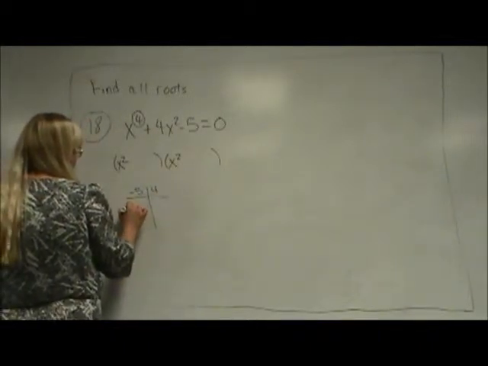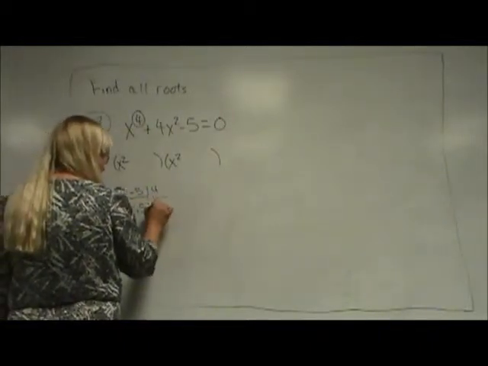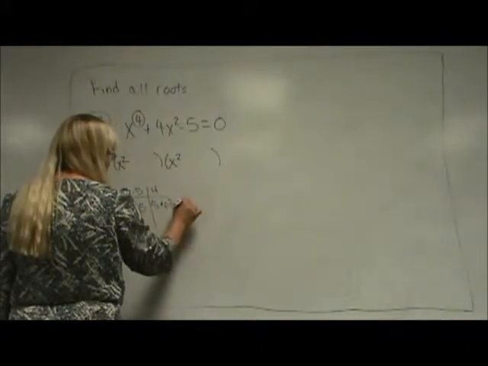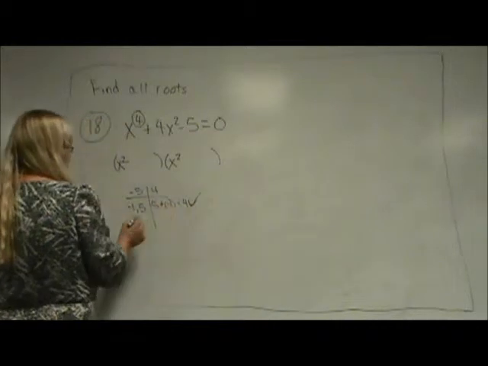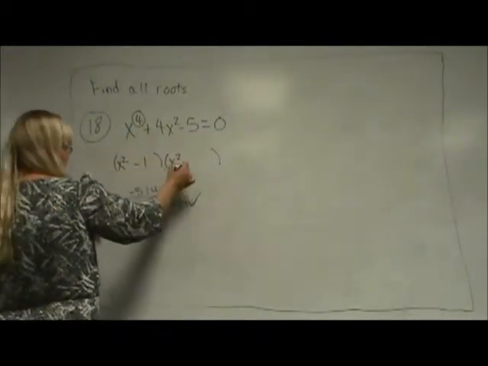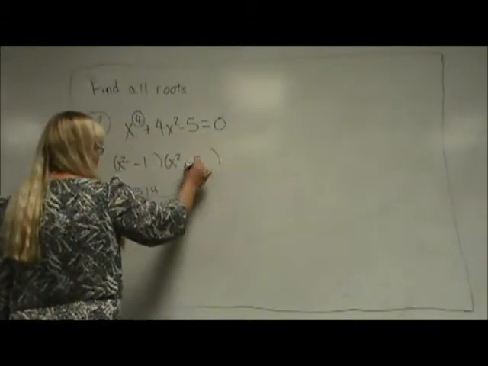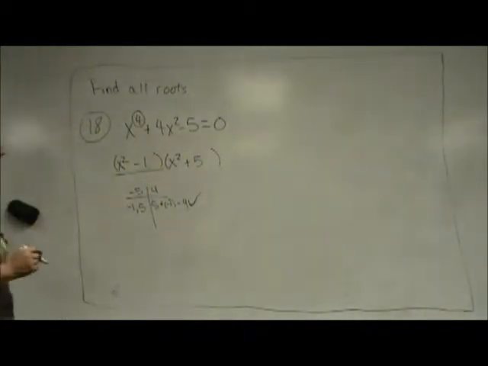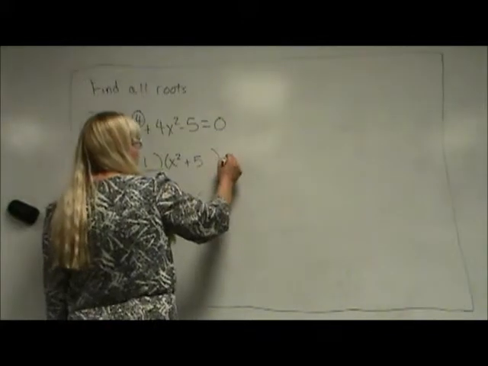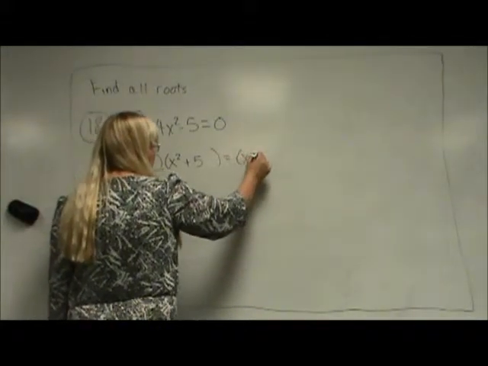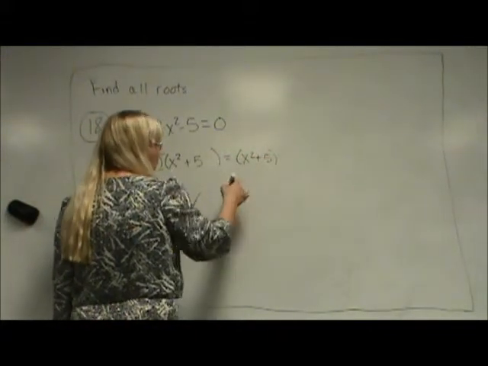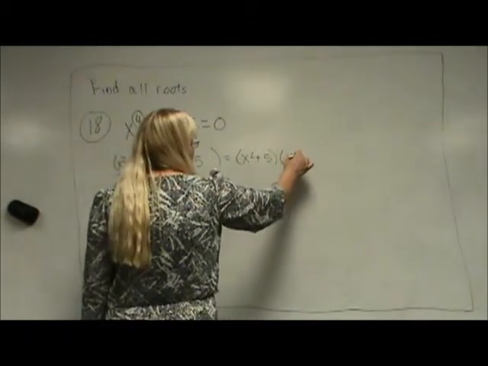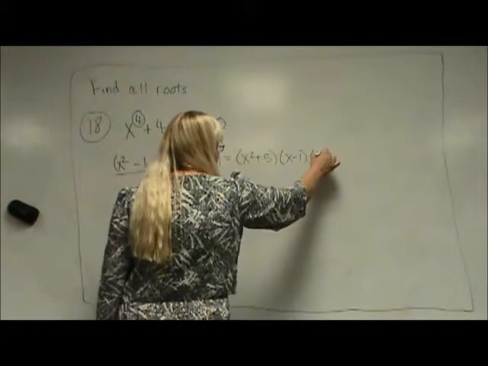If I have negative 1 times 5, that will give me 4. So this would be negative 1 plus 5. But I have a difference of 2 squares right here. So I'm going to just bring over my x squared plus 5. There isn't anything more that I can do with that at this point. But then I'll have x minus 1 times x plus 1.